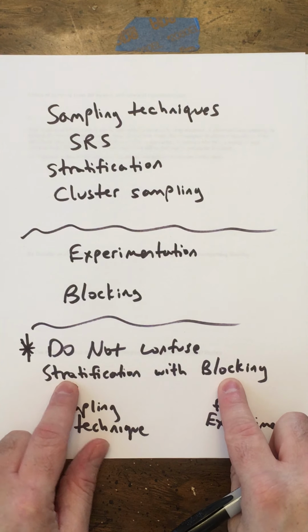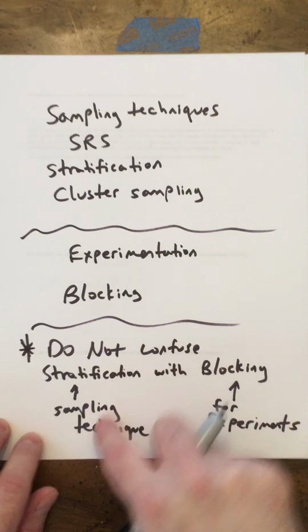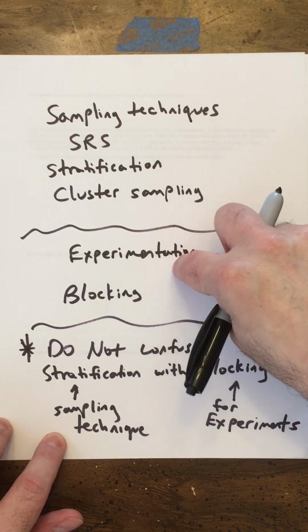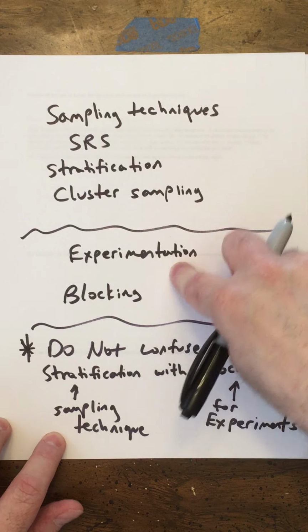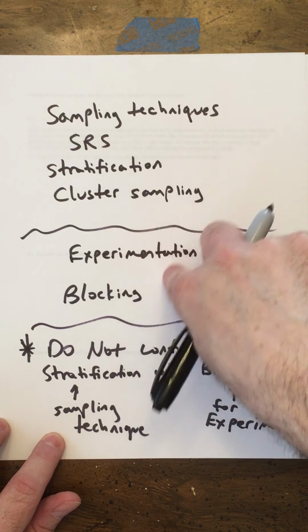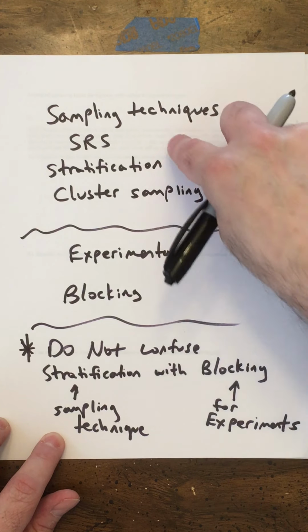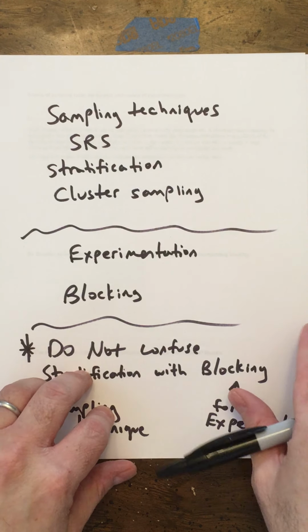Confusing stratification with blocking. Stratification is a sampling technique, and blocking is an experimentation technique. If you use the word stratification when you're talking about an experiment, you're going to lose credit, okay? So make sure you keep those things separate, all right? So we're going to now take a look at the first question here.